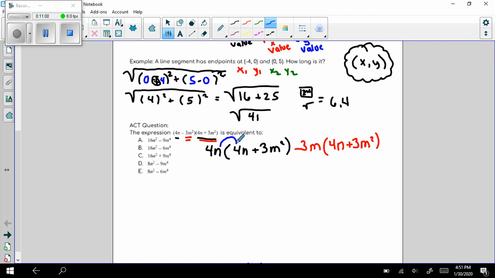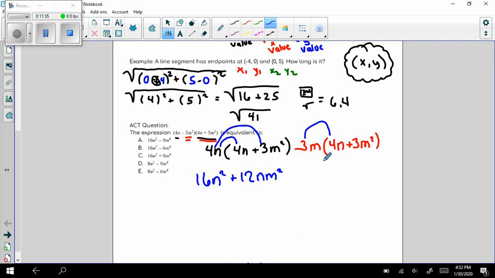So again, we multiply the coefficients. 4 times 4 is 16. And I have to multiply the variables. n times n is n squared. Plus 4n times 3. And watch what happens here. This is exciting. 4 times 3 is 12. I have an m squared and an n. Well, they're not alike, so I'm just going to squeeze those guys together. Looks just like that. So now we're going to move on to the other set.